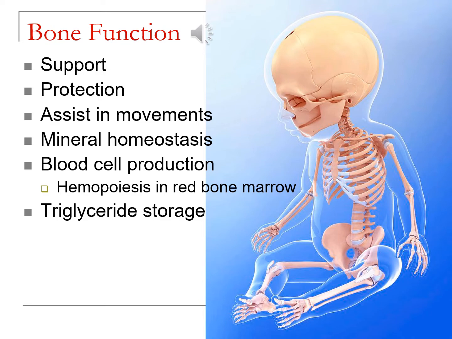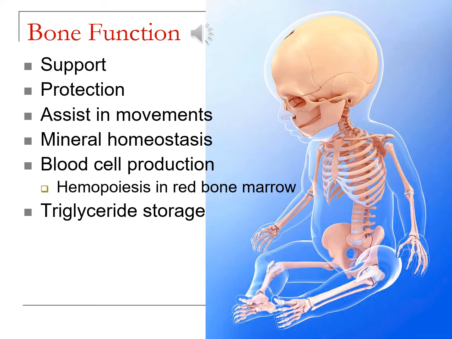Next is blood cell production. In specific types of bones in our body, not all, there is a connective tissue that we call red bone marrow. What is this red bone marrow? The red bone marrow produces red blood cells, white blood cells, and platelets, through a process called hemopoiesis. Hemo means blood, poiesis means making. So hemopoiesis is the making of blood.